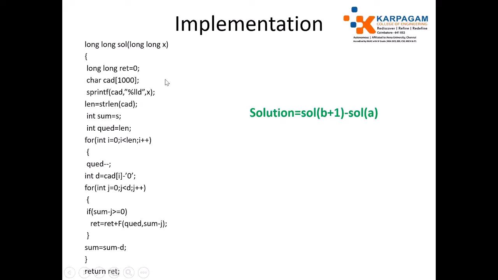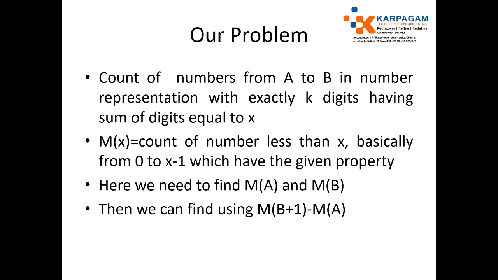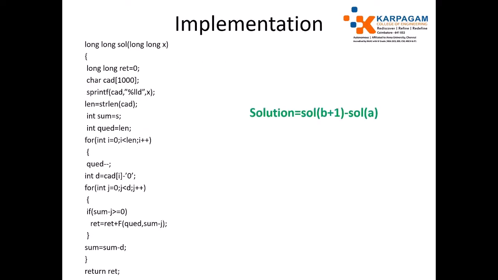So, for solving this problem, that is the count of numbers from A to B in number representation with exactly k digits having sum of digits equal to x, we need to use this formula. We have to call solution of b plus 1. When the user passes a and b, just solve solution of b plus 1 and solution of a, then subtract it. Finally, you get the original solution. In this way, we can play with the digits by using dynamic programming. Rather than using a recursive approach, we can go for the memoization concept that is used in dynamic programming.